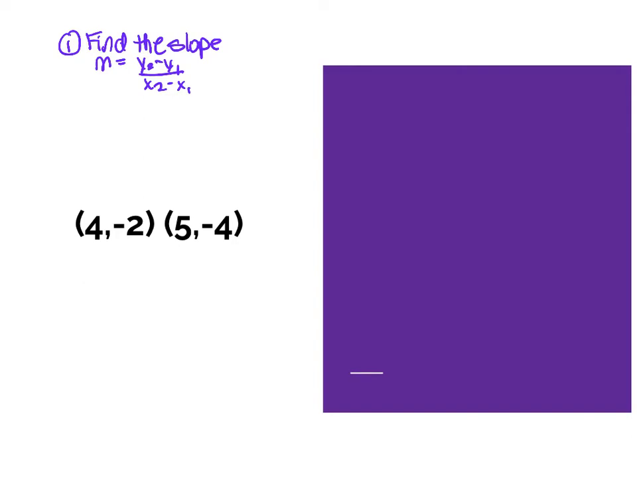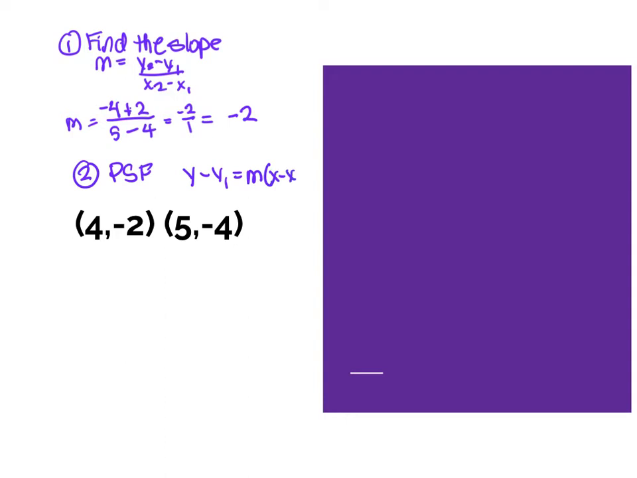So let's do that. So we're going to have -4 minus a -2, which will become +2, over 5 minus 4, and that's going to give us the m. And that will give us a slope of -1. Now, our next step, we're going to use point slope form. Now, point slope form is y minus y1 equals m times x minus x1.